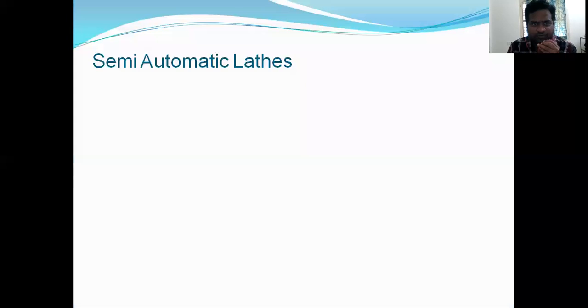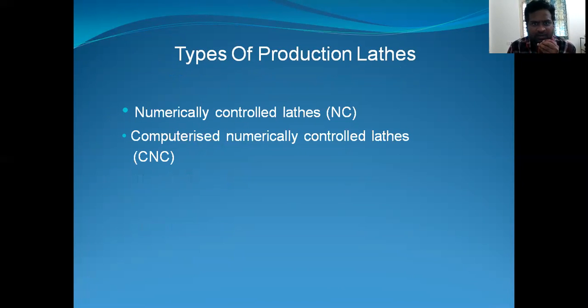Another type of production lathe: numerically controlled lathes and computerized numerically controlled lathe machines. In numerically controlled lathes there is a punch tape in which the program is punched as holes. Based on this program the machine runs the actuators, and based on these actuators the machine works. Next, computerized numerical controlled lathe machines are similar to the numerically controlled machine, but the punch tape is replaced with a computer program. So if we want to make some changes on this lathe machine, we can do so.